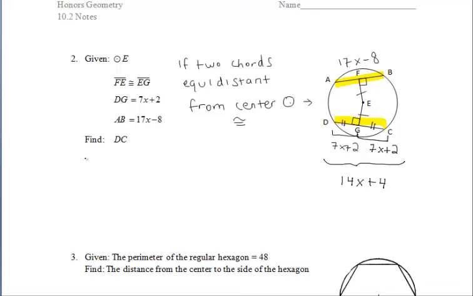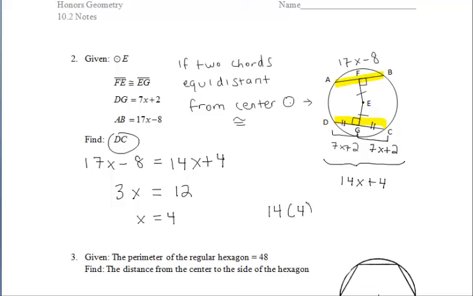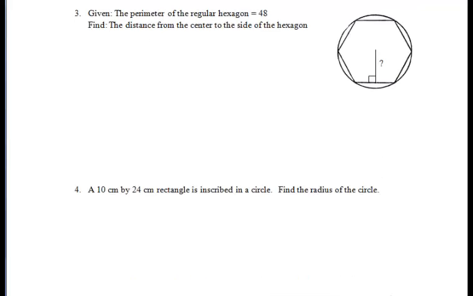So that means that the entire chord has a length that is double 7x plus 2. So it's 14x plus 4. Then we now know the lengths of both chords, and we can set those two expressions equal to each other. We find that x has a value of 4, and then we could substitute it back in to find that the length of segment DC is 60.